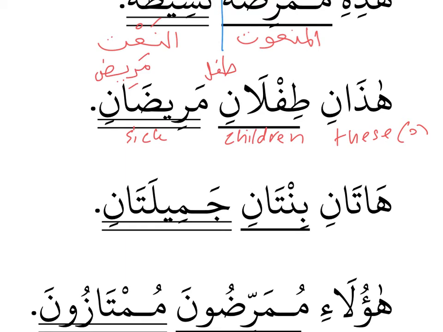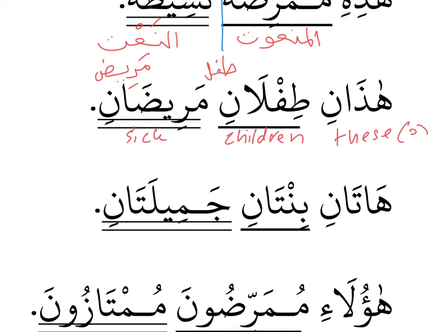And since the word tiflun here is in the muthanna form too, tiflani, we have to change the word marid into muthanna form as well. Therefore, we say maridani. Tiflani maridani. Yeah, so here the first rule and the second rule are applied. Muzakkar with muzakkar and muthanna with muthanna.